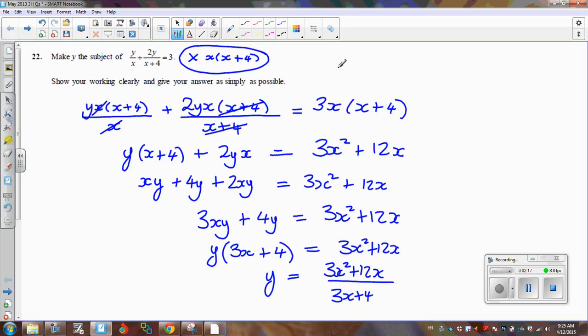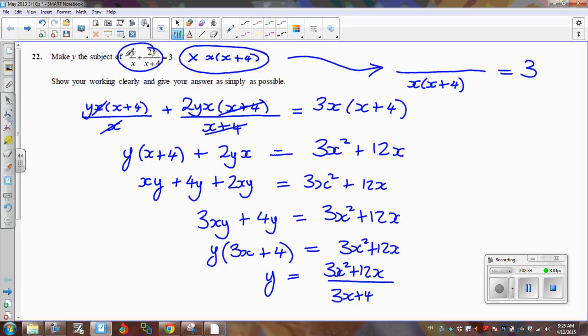Now an alternative way to have done that would have been to add the two fractions on the left hand side. Now in order to do that, the common denominator is x times x plus 4. I'm going to write both fractions, so the common denominator is x plus 4. Don't do anything with the right hand side, because all I'm doing is adding the two fractions on the left.